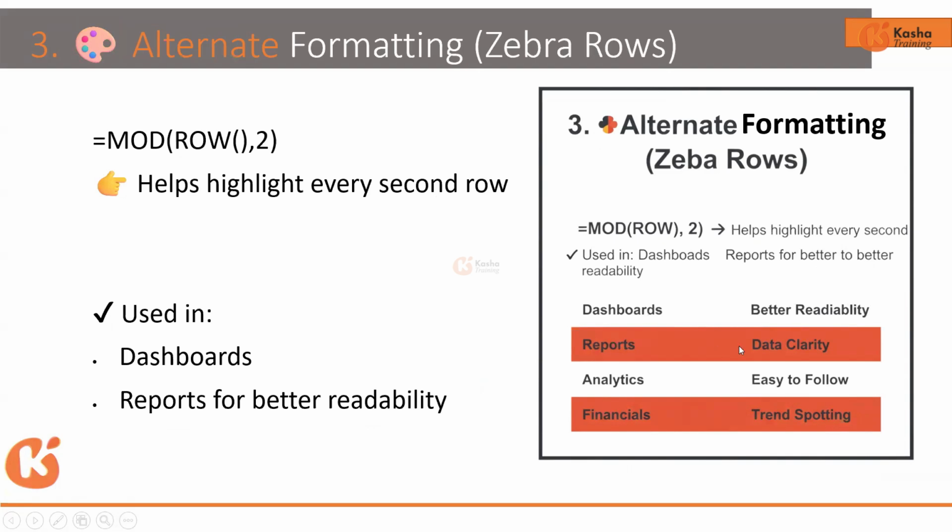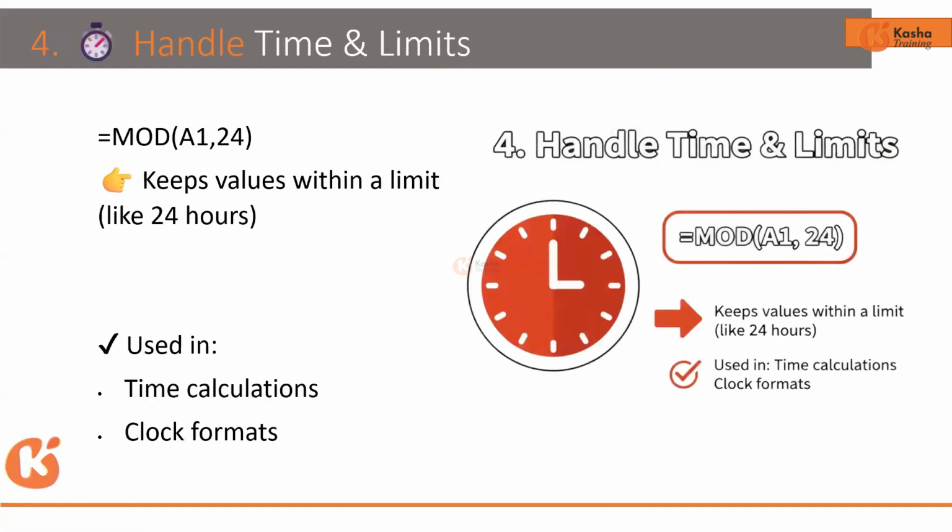So you can see this one is highlighted. Every second row is coming as highlighted, right? It is used basically in a dashboard and it is also used in a report for better readability. So this is what the mod function is. Then it's also used to handle time and limits. For example, it keeps the value within a limit like 24 hours. So if you want something to be in the 24 hour limit, you can go ahead and use this.